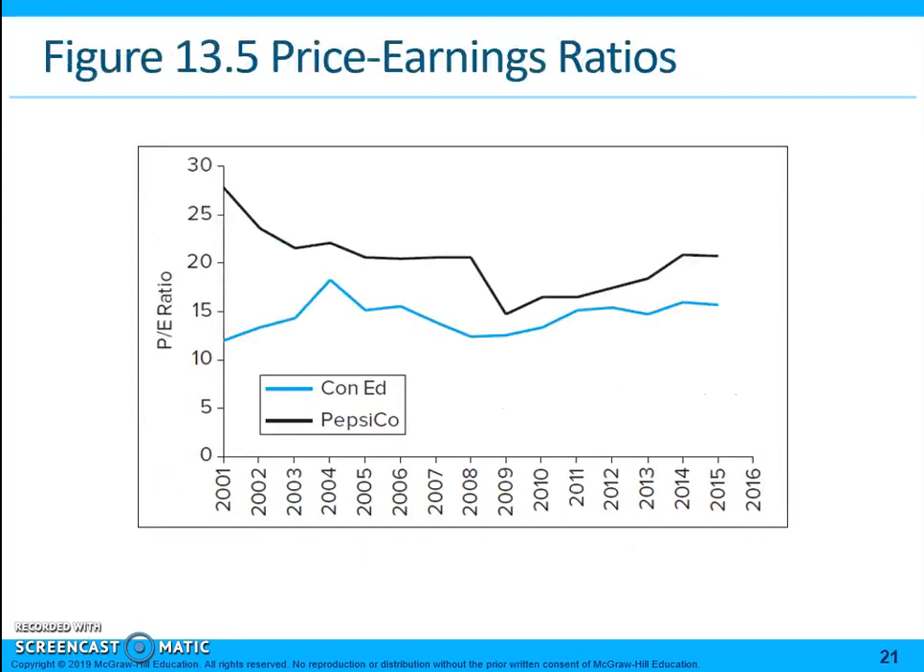If we go to the next slide, we see that price earnings ratios reflect that. They both jump around considerably. However, PepsiCo's is generally higher than Con Ed's, or it's higher in all cases, which reflects the greater growth opportunities that PepsiCo has in relation to Con Ed.